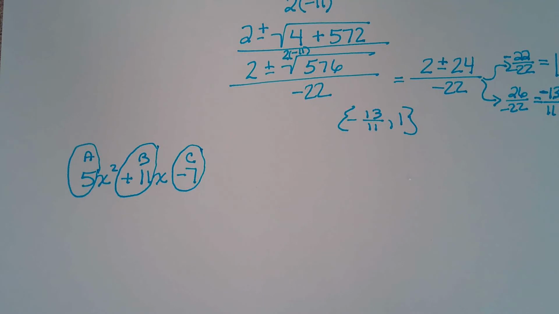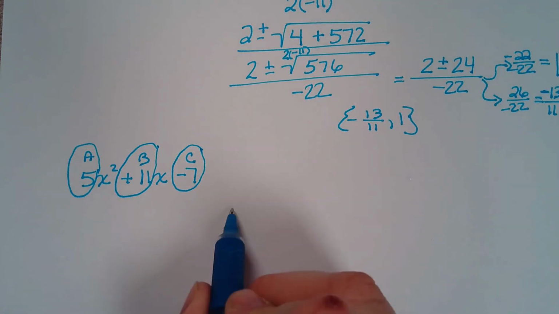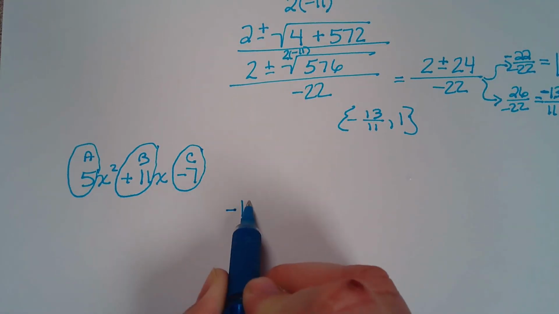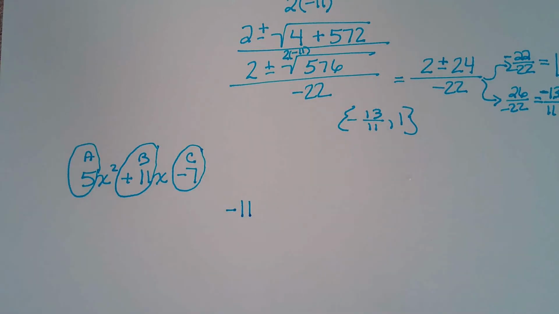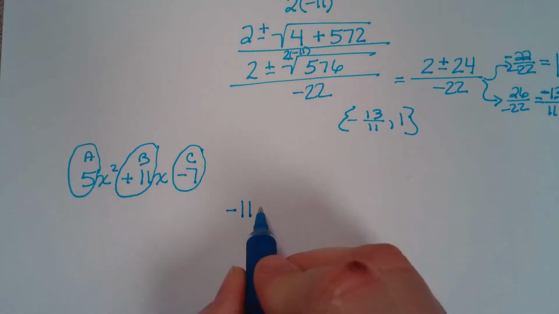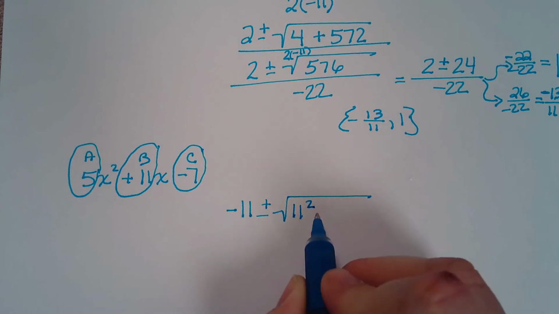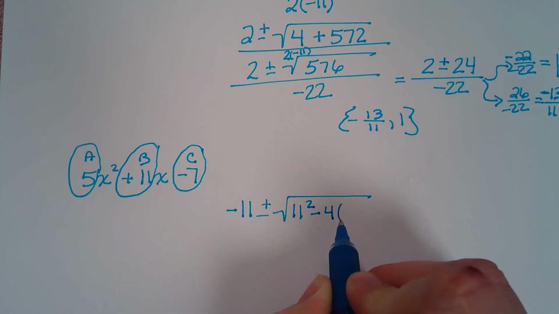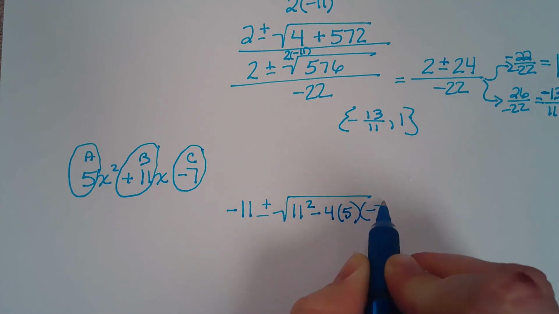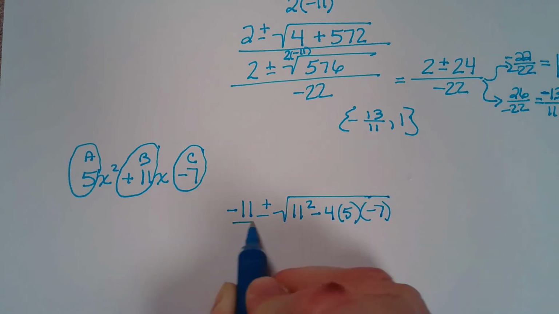So let's put it into our formula. This time, I'm going to have a negative 11 because the 11 is positive. Those two negative signs aren't canceling it out. So it will stay negative 11. Plus or minus square root 11 squared minus 4 times 5 times negative 7. All over 2 times 5.